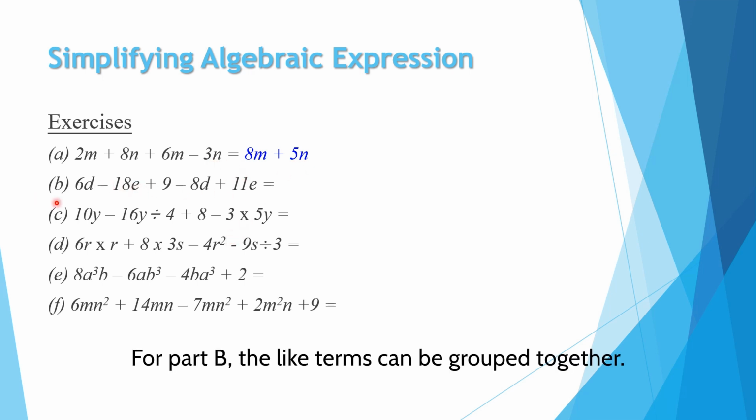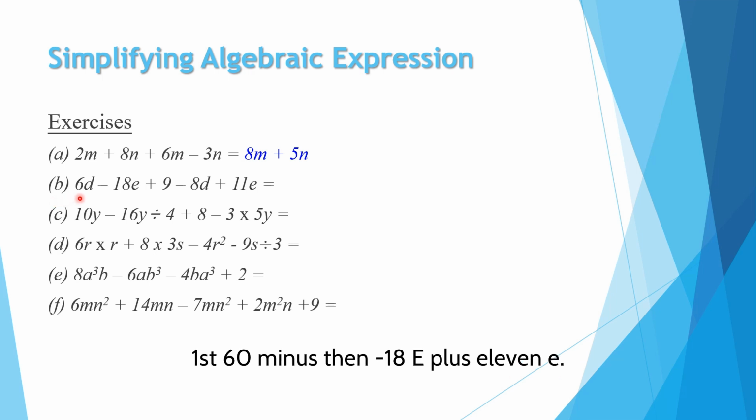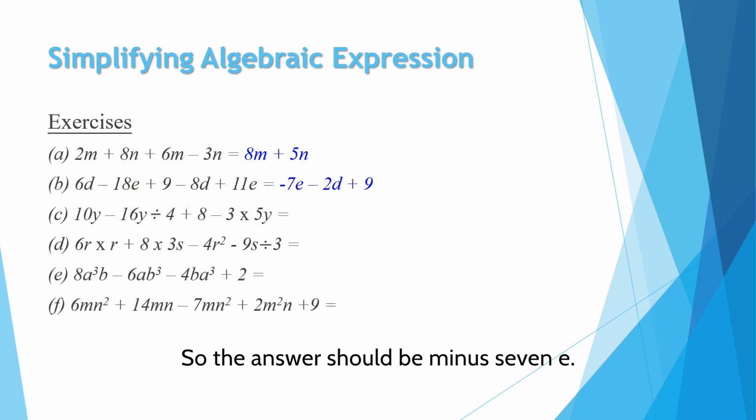For part B, the like terms can be grouped together first: 6d minus 8d, and then minus 18e plus 11e. So the answer should be minus 7e, because minus 18 plus 11 is minus 7. And also 6d minus 8d gives minus 2d, and then plus 9. And so forth. For part C, first of all, we need to deal with the division and multiplication first.